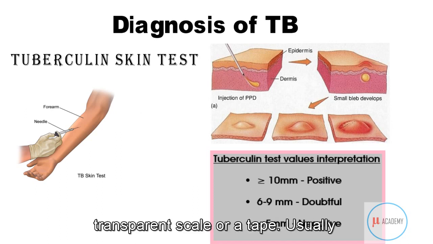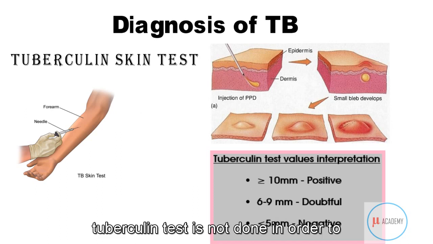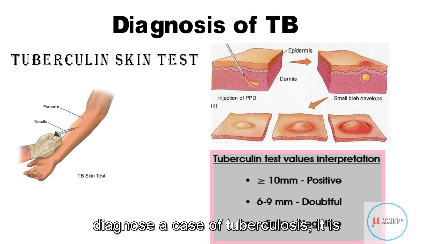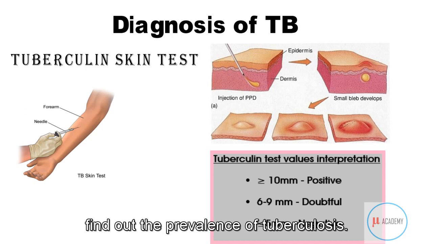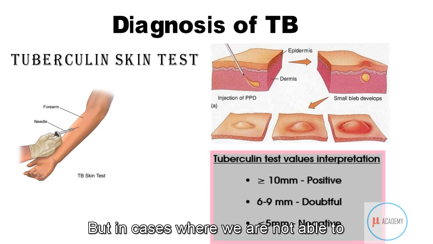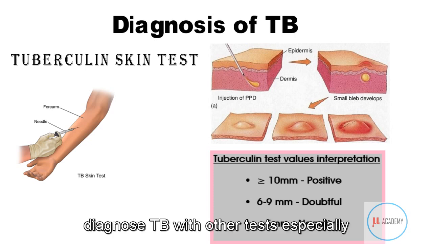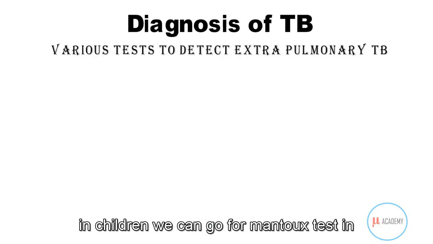Usually tuberculin test is not done to diagnose a case of tuberculosis. It is usually done for population based studies to find out the prevalence of tuberculosis. But in cases where we are not able to diagnose TB with other tests, especially in children, we can go for Mantoux test to diagnose TB in children.